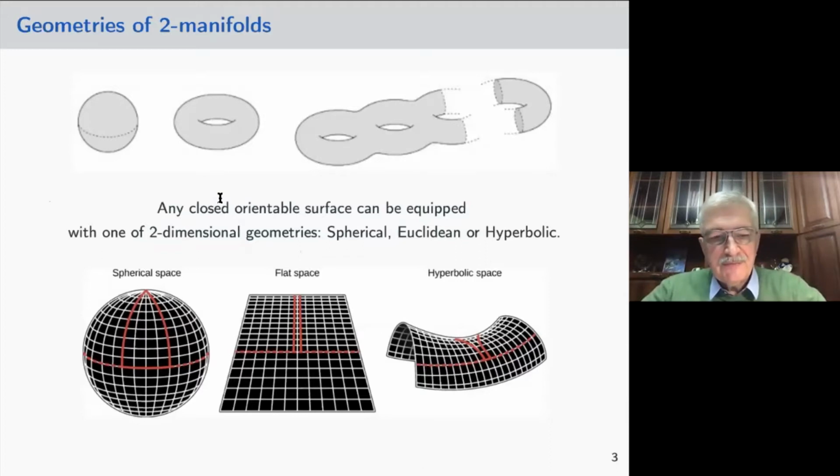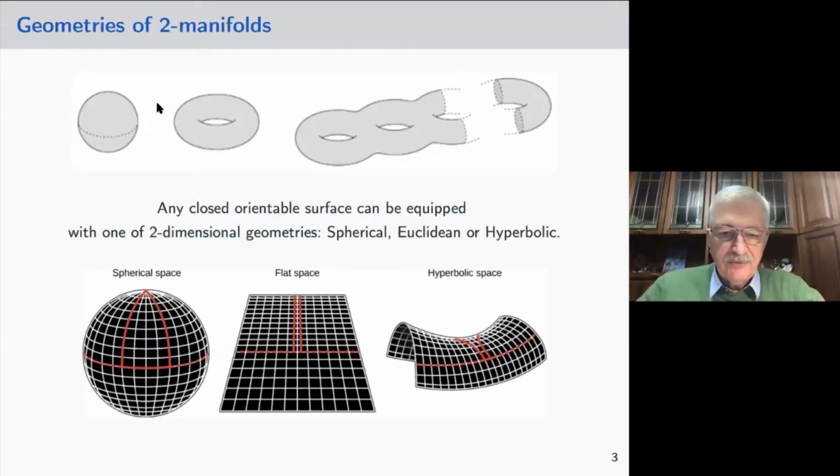If you consider two-dimensional surfaces, the classification of closed orientable surfaces is known. It's just a sphere with a few handles. So sphere, torus, and so on. For each of these surfaces, we can introduce a corresponding geometrical structure: spherical, Euclidean, or hyperbolic. We have a spherical geometry for the sphere, flat geometry for the torus, and for the remaining surfaces, we have hyperbolic geometry.